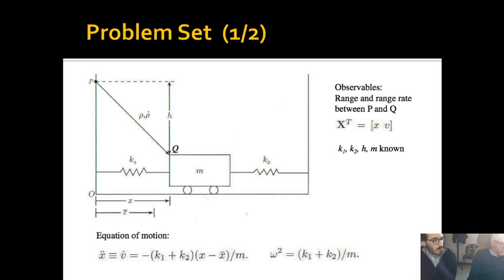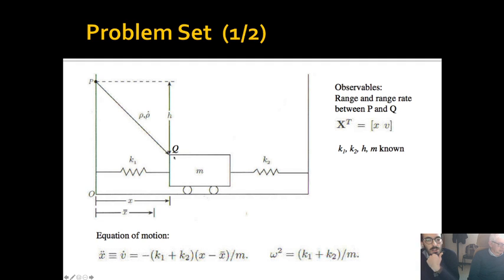So the problem we're dealing with is a simple mass connected by two springs to some kind of wall, and it is oscillating. We have some measurements, in particular range and range rate, so the measurement of the distance and of the velocity on the line of sight. These measurements are taken from the point P and they measure the point Q, okay?